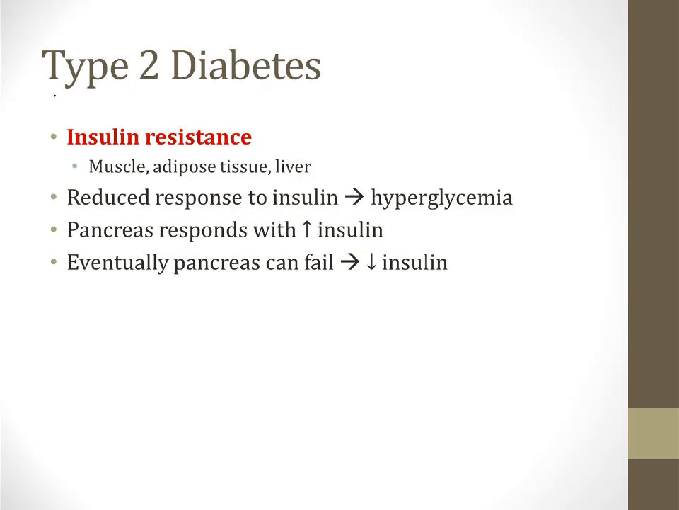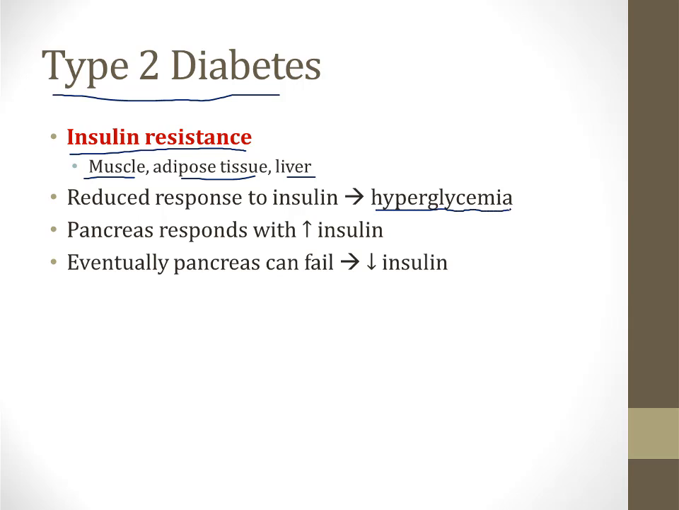Moving on, now let's talk about type 2 diabetes. So type 1 diabetes was caused by a loss of insulin production from the pancreas. Type 2 diabetes, in contrast, is caused by insulin resistance. Muscle tissue, adipose tissue, and the liver become resistant to the insulin hormone. When there's a reduced response to insulin, hyperglycemia develops.